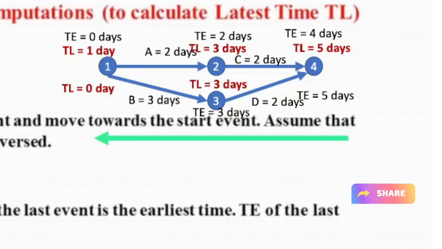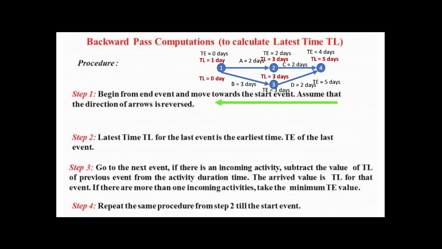So the arrived value is always the TL for that event. If there is more than one incoming activity, take the minimum value. So in this case, we will take the minimum value, which is the 0 value. And this is how we perform a backward pass computation. We repeat the same procedure from step 2 until we get to the start event, which here is 1.